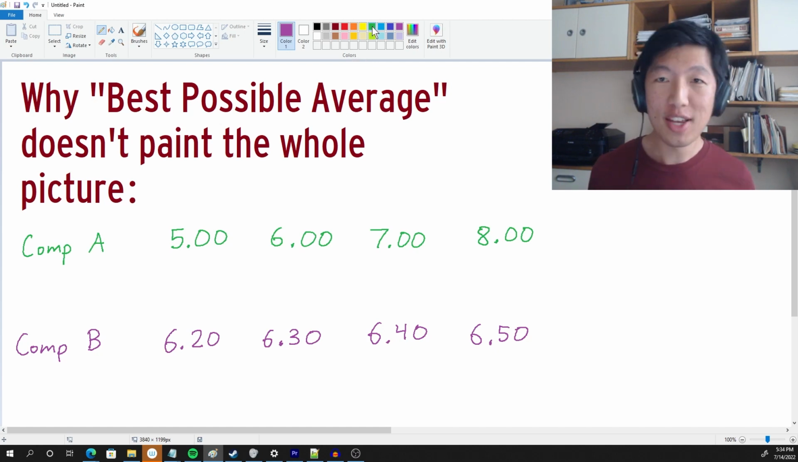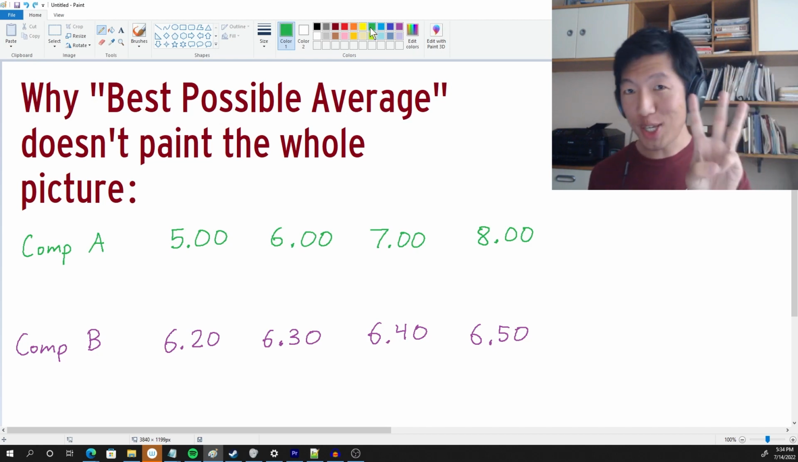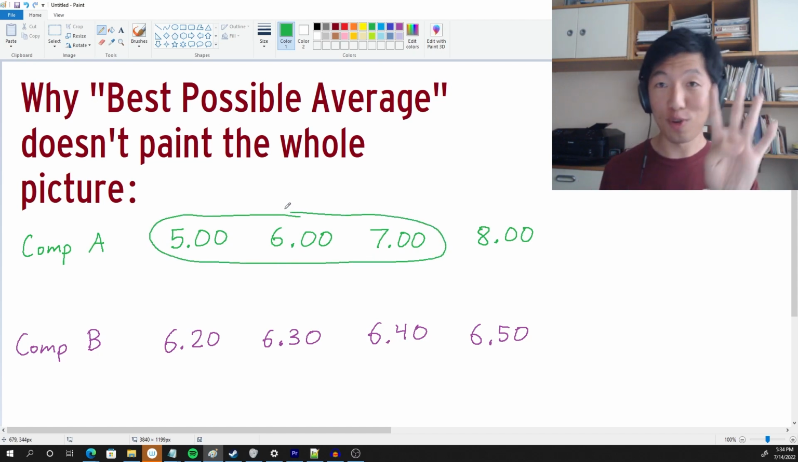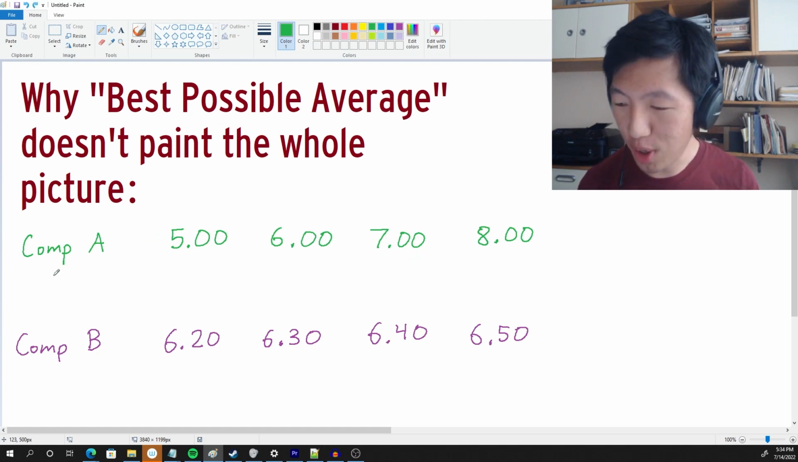So if we look at competitor A first, if their final solve is at 5.0 seconds or lower, then the middle 3 solves of their average will be these 3, essentially the fastest 3 of the first 4: 5.00, 6.00, and 7.00, so their best possible average will be 6.00 seconds.